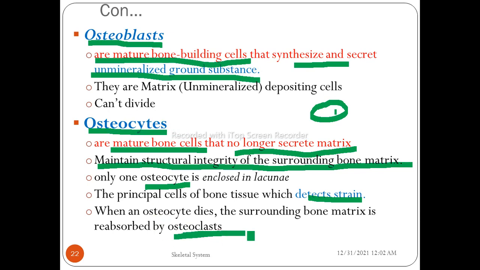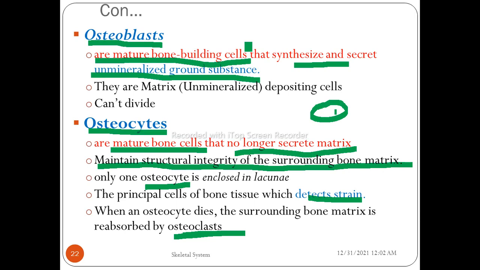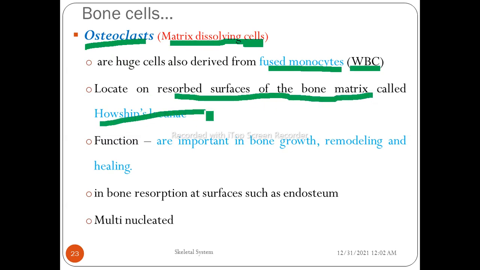Osteoclasts are bone degrading cells, important for shaping the bone, for example forming the canal or marrow cavity by degrading bone. So the fourth type of cell is the osteoclast. Osteoclasts are matrix dissolving cells, whereas osteoblasts are matrix producing cells. Osteoclasts are huge cells derived from fused monocytes, or white blood cells.